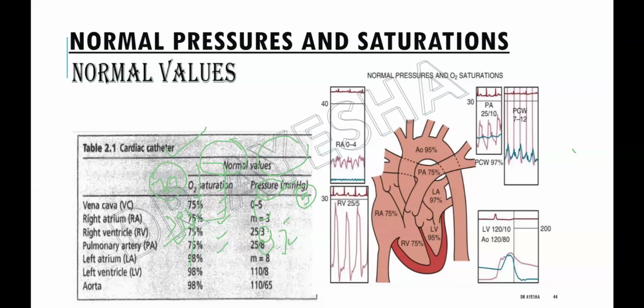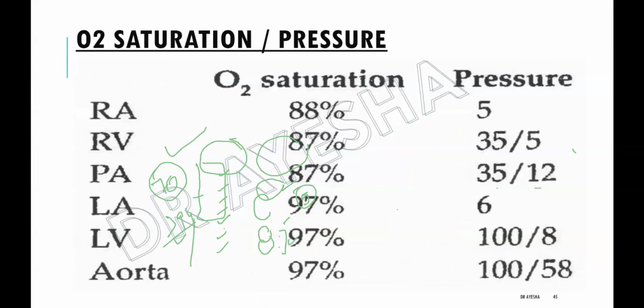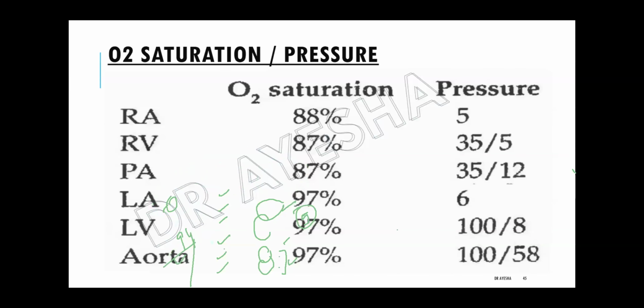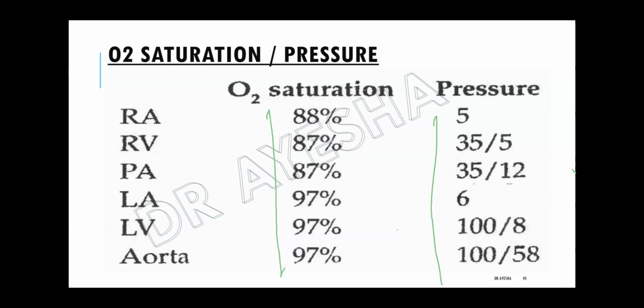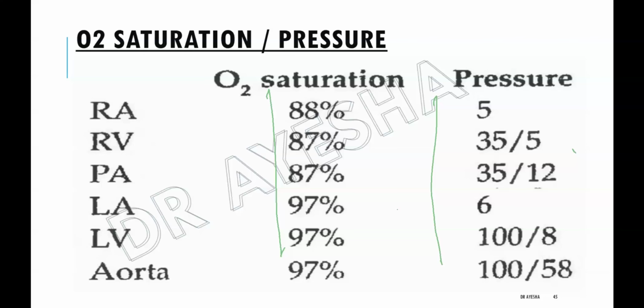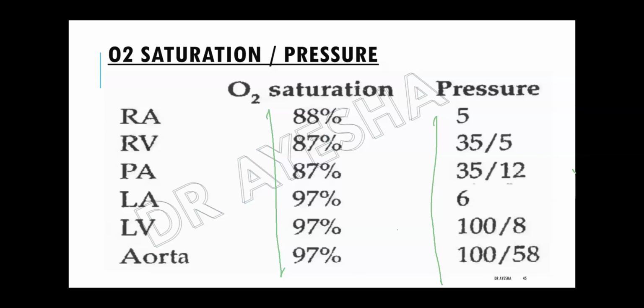Now we are going to approach the questions. You can see there is an example in front of you. In your exam, you will get data in which they mention the saturation separately and the pressure separately. Your aim, from this data, is to diagnose the underlying cardiac lesion, the underlying congenital heart disease.